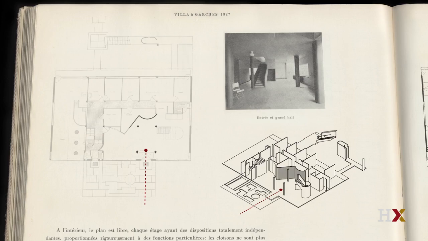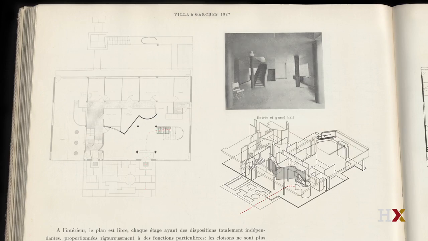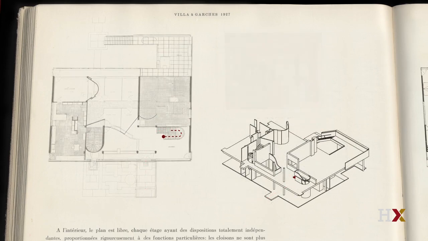And the kind of spatial forces of the curved wall and the diagonal wall almost compel us to turn to the right to find the main stair that will take us up to the primary second floor. The second floor has the main living spaces, the dining room and the kitchen.